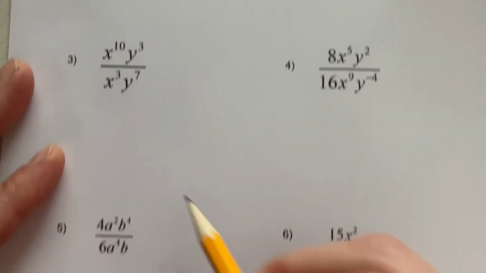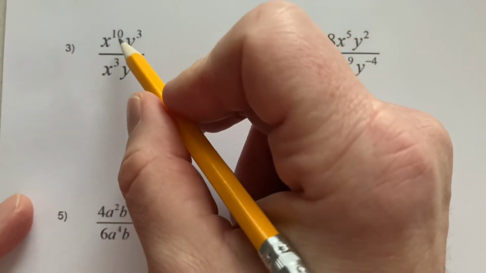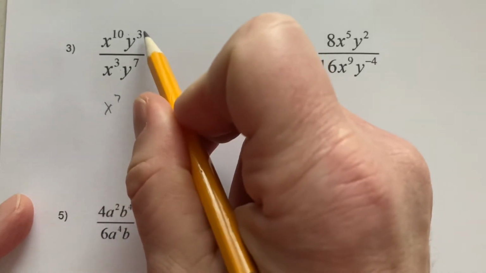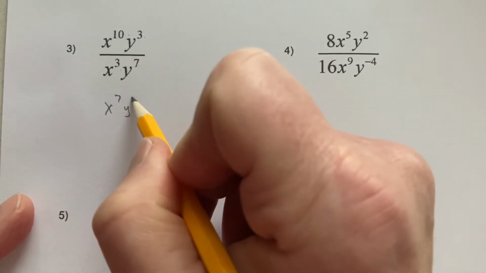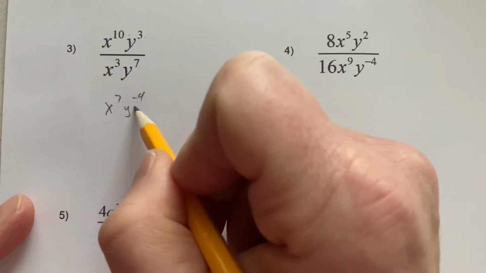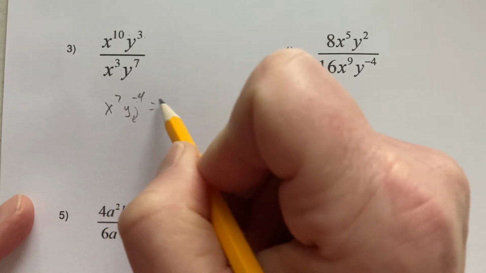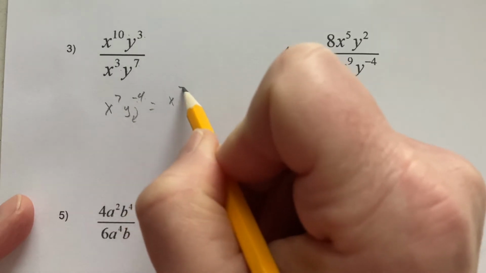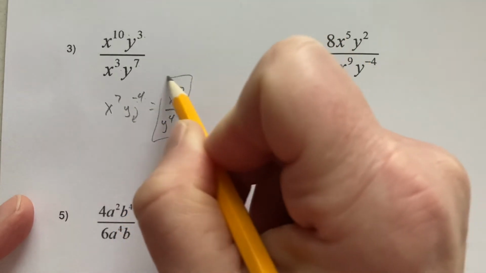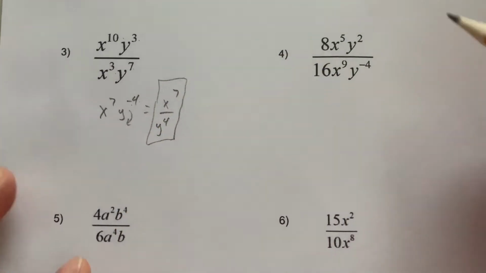Okay. Over here, if I follow that rule, I'm going to go 10 minus 3, which is 7, and 3 minus 7, which is negative 4. So that's how it'll start. Again, a negative exponent means that these 4 y's should have been below. So we'll leave the x to the 7th there, but we'll drop those 4 y's, and then that's our answer there.